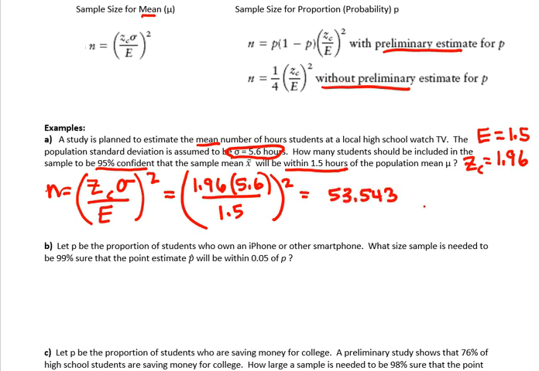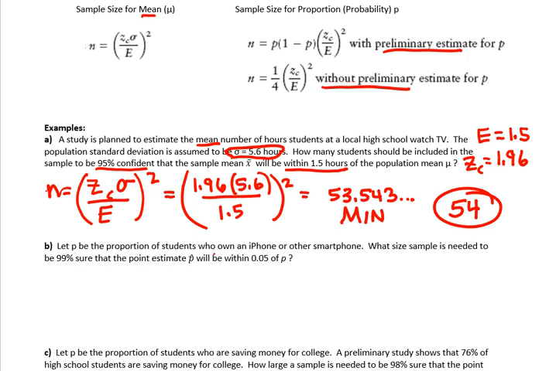53.543. Now, n has to be a whole number, so I can't use 0.54 of a person. And remember, this is a minimum. We cannot go any smaller than that, so we're going to use 54 as our sample size. So even if this had been 53.0000003, I still would have gone up to 54.